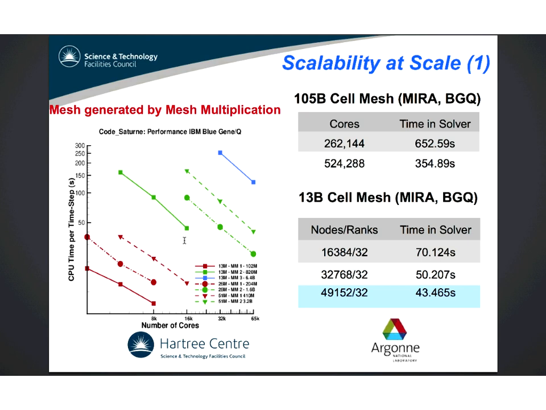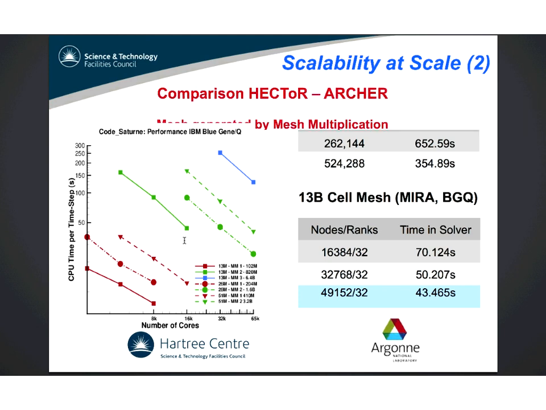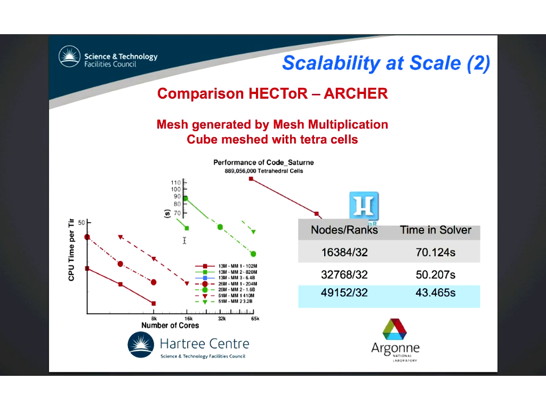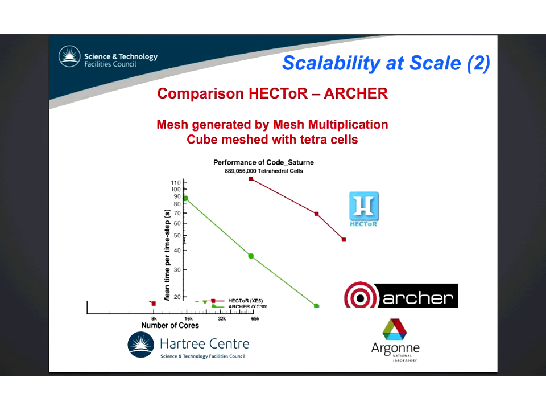And then we ran on a 13 billion mesh. We ran on the full machine using hybrid threading, and you can see on the second table that you get a speed up going from one third of the machine to two thirds and to the whole machine.